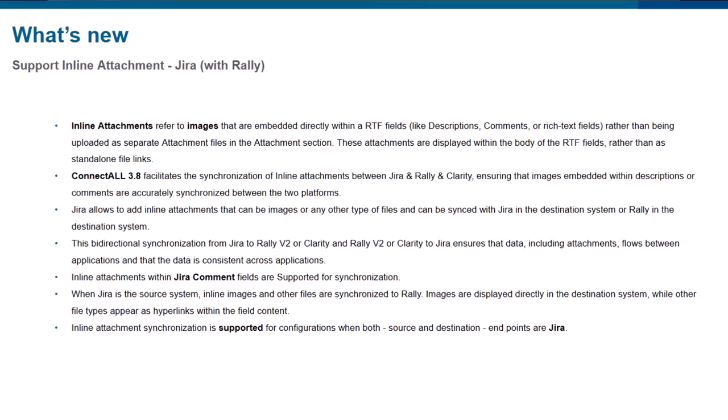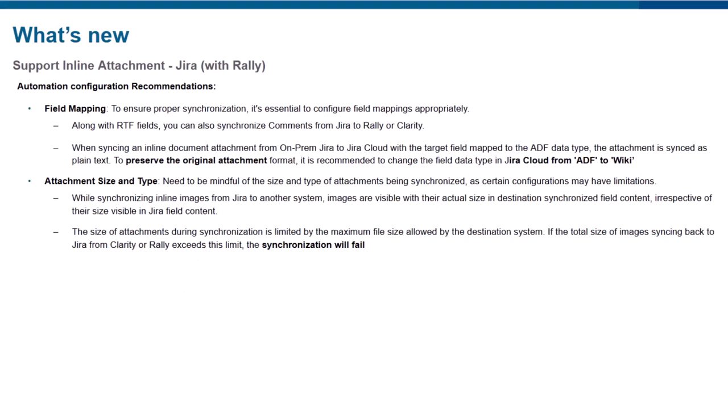I'll show you a demo of how this looks and how we have to configure it. This is more on the inline attachments, and the mapping is going to be pretty simple. We don't have any specific mappings that we need to do. You don't need to map an attachment field unless you want attachment to attachment to be synchronized. Otherwise, the description to description and comments to discussion mapping would be done.